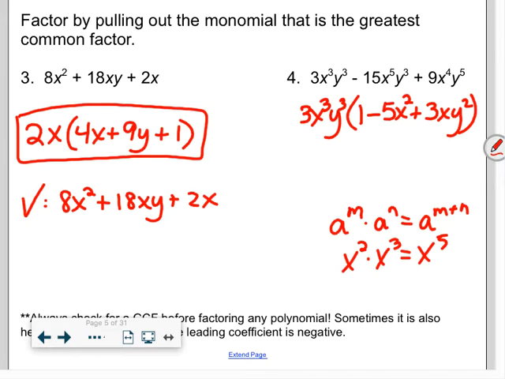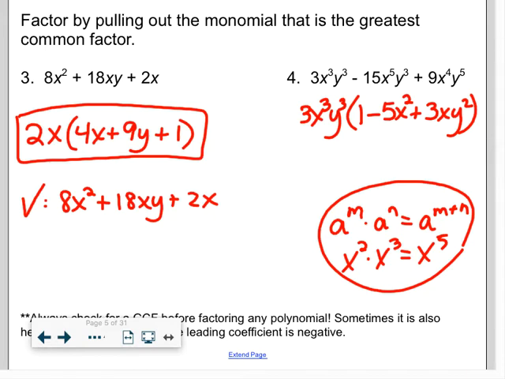How did you get the 3xy squared? Okay, so 3 times 3 is 9. Then we had to write x cubed times x to the 1st is x to the 4th. y cubed times y squared is y to the 5th. Because when you multiply the bases, you add the exponents. Okay?